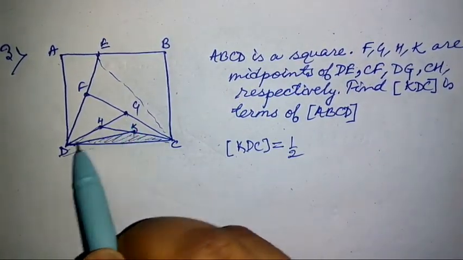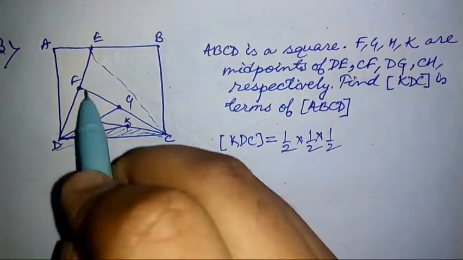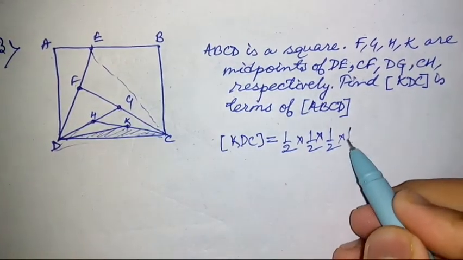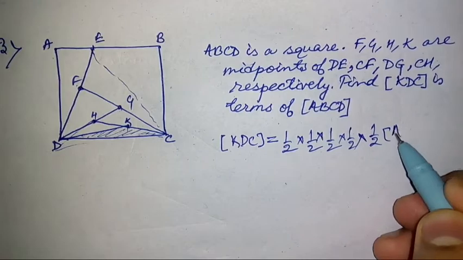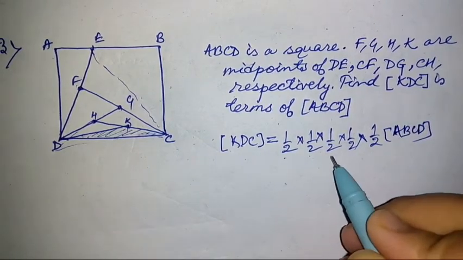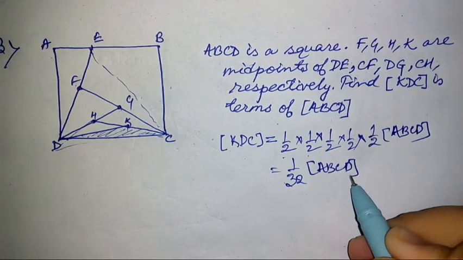So we can state it like this, that area of KDC is half of area of this one. So this one is half of the area of this one, then this one is half of the area of this one, and then this whole one is half of the area of the square ABCD. So we get 4 4s are 16, 16 2s are 32, 1 by 32 into ABCD.